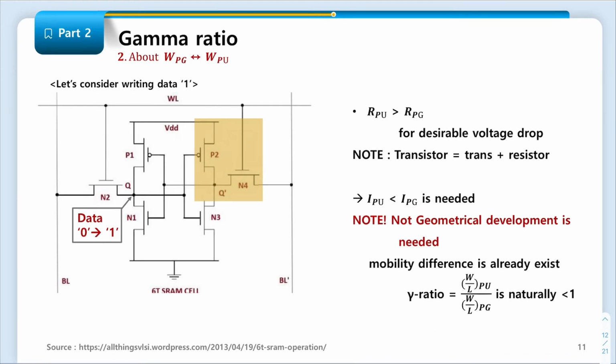What we have to note in this slide is that we never have to adjust the width-length ratio between the pull-up transistor and the cascade transistor. It is because there already exists a different mobility between hole and electron. As you know, this is PMOS and this is NMOS. So if the width-length ratio scheme is perfectly the same in the SRAM cell layout, then the gamma ratio can be naturally formed smaller than 1. Smaller than 1 is obviously what we wanted.